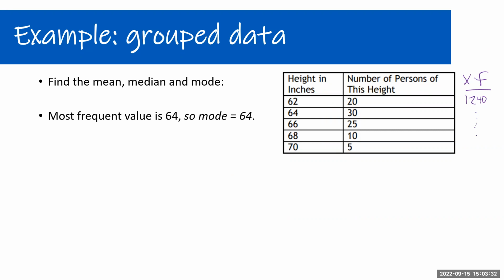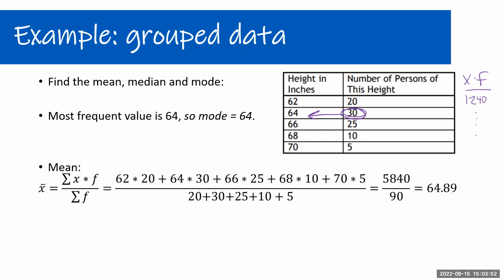The mode is the easiest one to do first. Let's do that. Ran out of order here. Our mode is our most frequent value, okay? We see that 30 is the highest frequency, so 64 is going to be our mode. Mode's always the easiest one just to look at real quick.